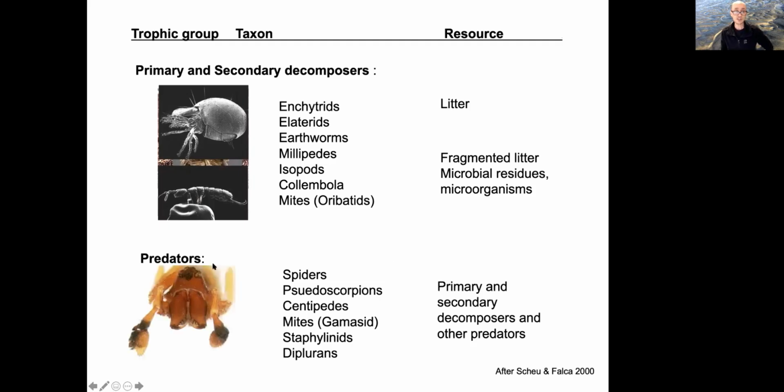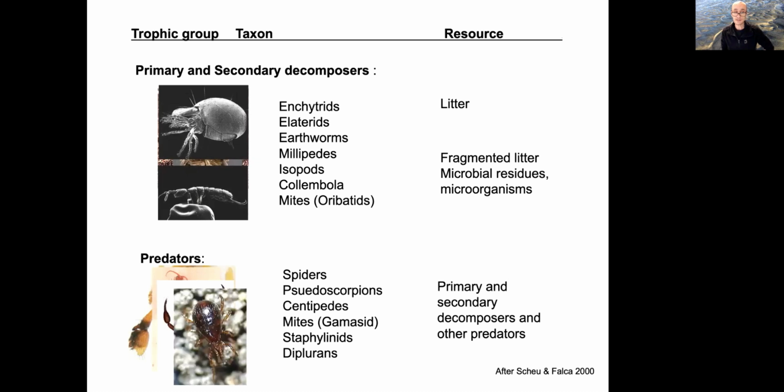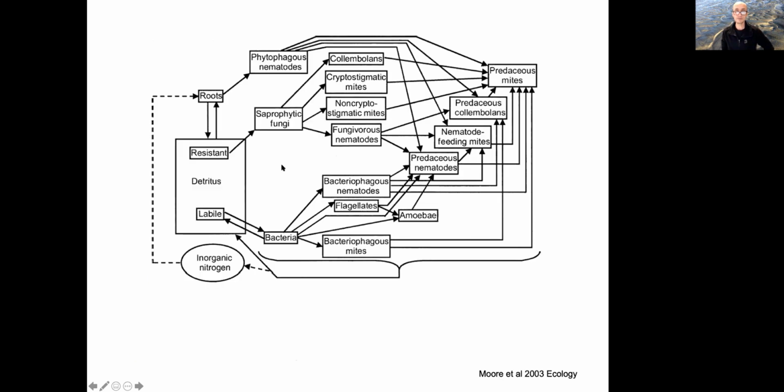As you get into some of the bigger mesofauna, things like spiders, centipedes here, pseudoscorpions, they're not really scorpions, a different group of mites, the gamasid mites, staphylinids, and so on. These often are predators on these primary and secondary decomposers. So while these are processing and feeding on the litter directly, or on the microbes and the fungi that are feeding on the litter, these groups here are feeding on the decomposers themselves.